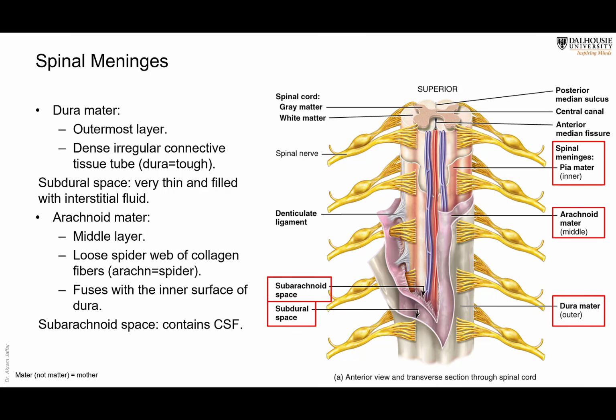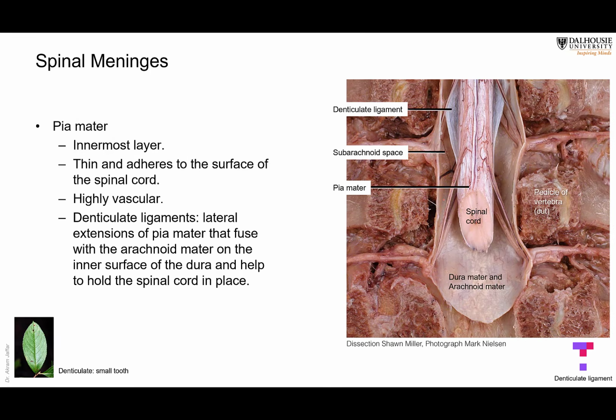So you can see here that this layer, which is directly applied to the spinal cord or the brain, is the pia mater. And this is the arachnoid, and then the space in between them is called the subarachnoid space, which contains the cerebrospinal fluid. I will show that to you in this diagram. Probably it will be much clearer.